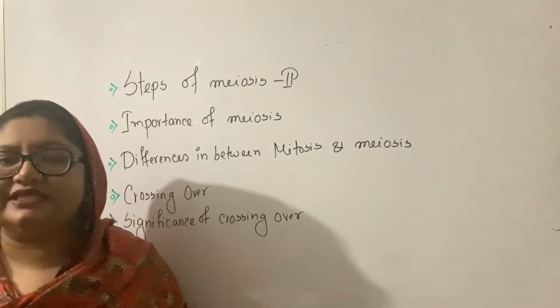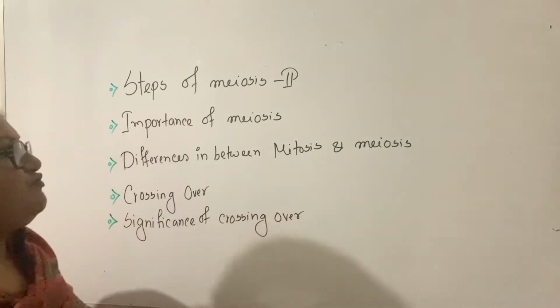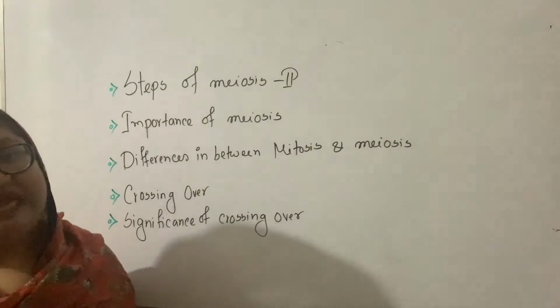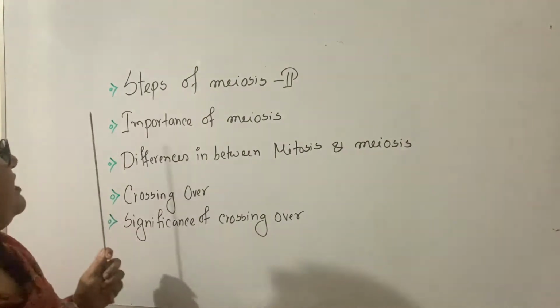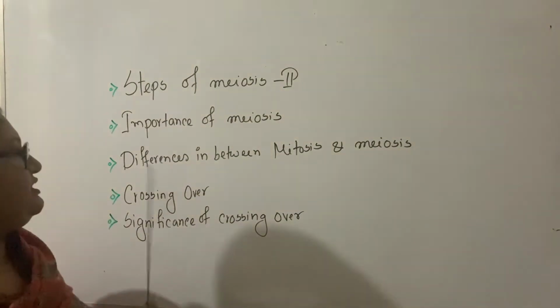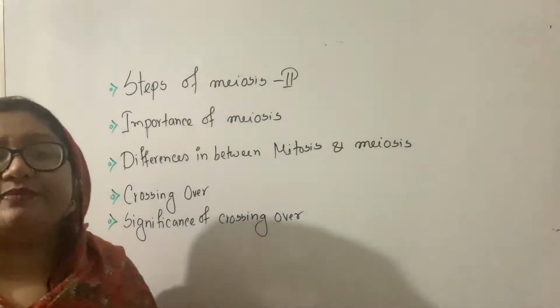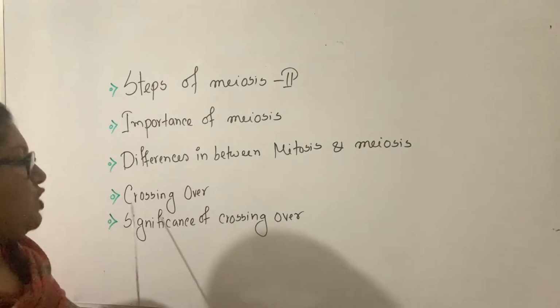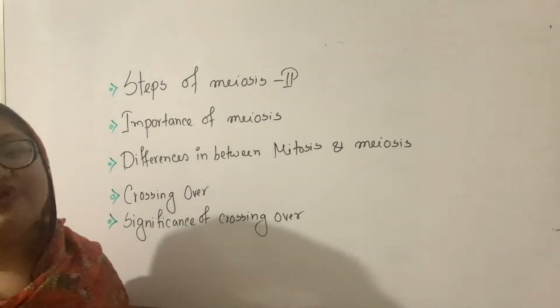Today, I will discuss some topics from Chapter 2. The name of the chapter is Cell Division. Today my topics are steps of Meiosis II cell division, importance of meiosis cell division, differences between mitosis and meiosis, crossing over, and the significance of crossing over.